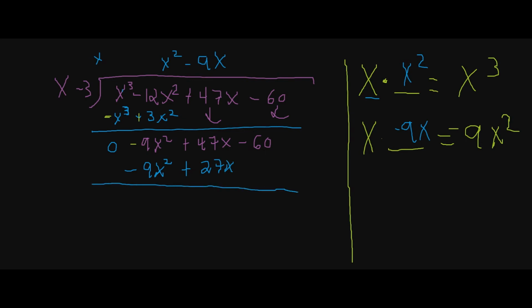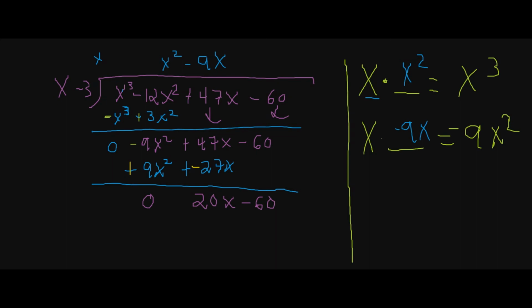Now, just like before, remember, now we flip the sign. So this is negative, well, that becomes positive. And since this is positive, that's going to become negative. All right, and now we just add across on the rows. Well, what are we going to get? Well, negative 9x squared plus 9x squared is 0. And now we add these rows down here, and this is going to give me 20x minus 60.